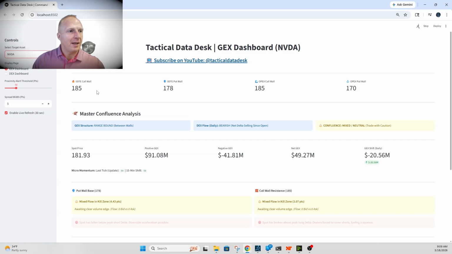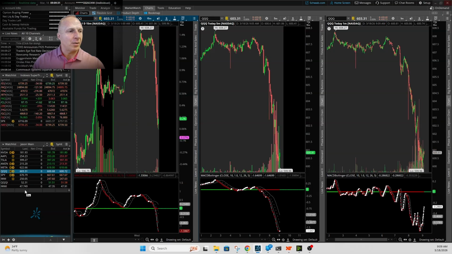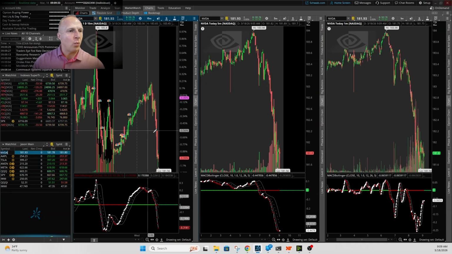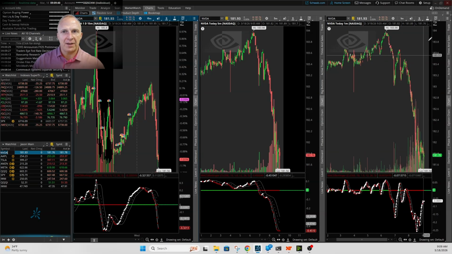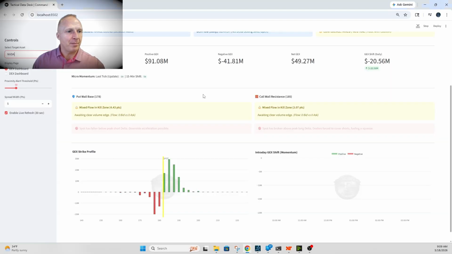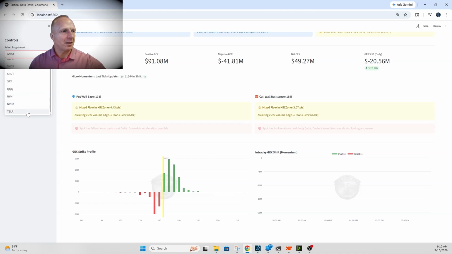And NVIDIA, call wall 185, put wall 178. Looks like NVIDIA was trading around 181. Same activity. Pre-market popped all the way up to 183. Now we're down to 181. Low was 181.56. If we pop down to 178, 179 when the bell opens on NVIDIA, I would potentially get long there. You can either buy long calls or sell some credit spreads at 175 or 176, whatever you want to do for today or Friday. And when we rally back up, you can close those.